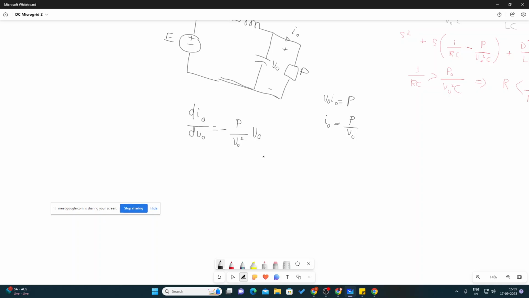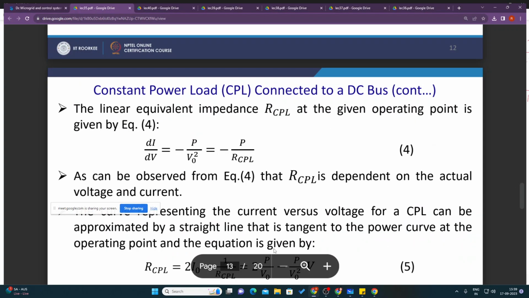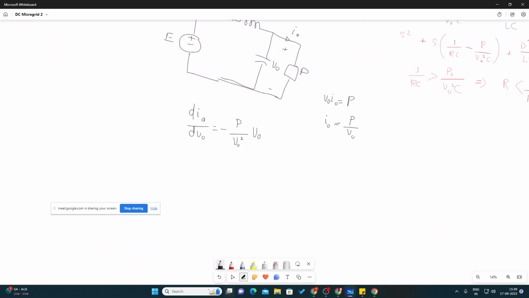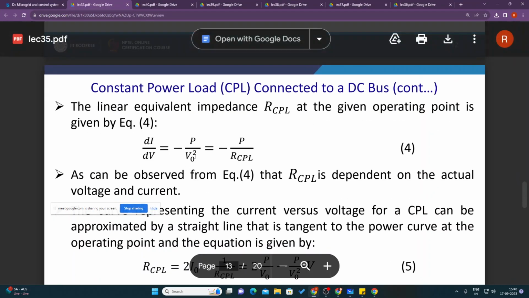Minus P by V naught square. Oh sorry, we do not need this V naught, because we have already put it in d I naught by dv naught. So it's minus P by V naught square. Yeah, correct. So this is the expression.